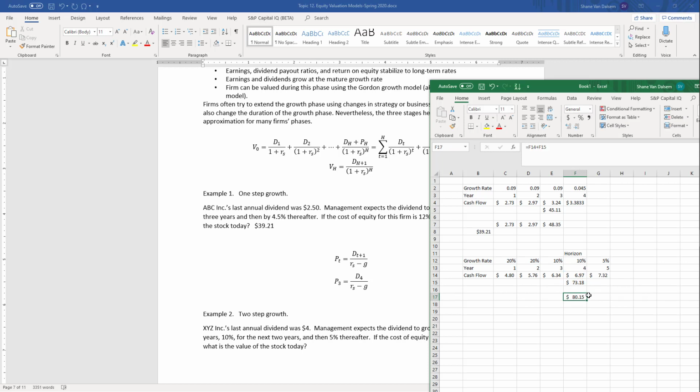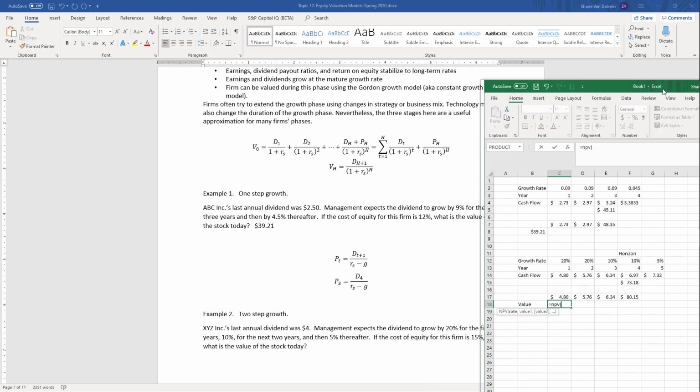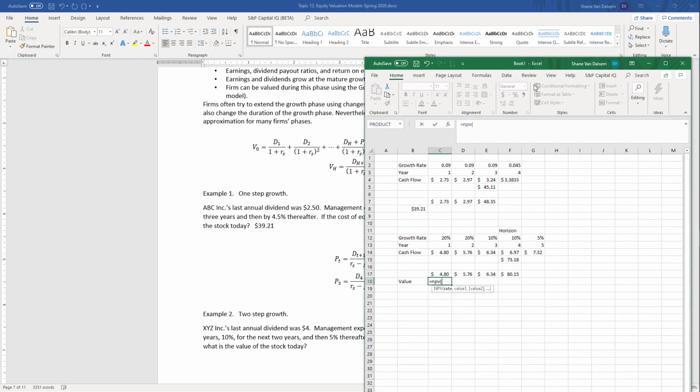So again, I'm going to add together those cash flows. So the value of the firm, the intrinsic value of the firm, is equal to the NPV. The discount rate is 15%, which is the required rate of return for equity. And then I highlight all my future cash flows. It gives me a value today of $58.52.